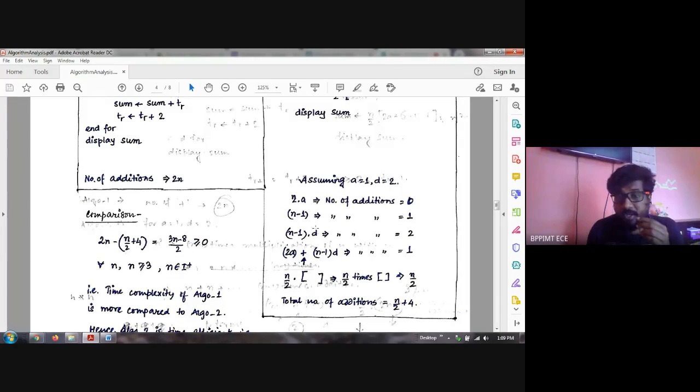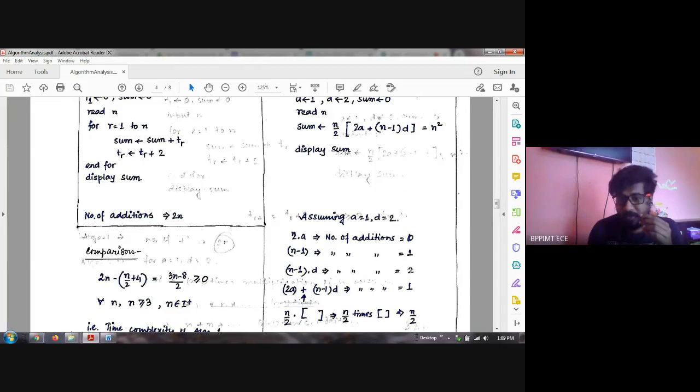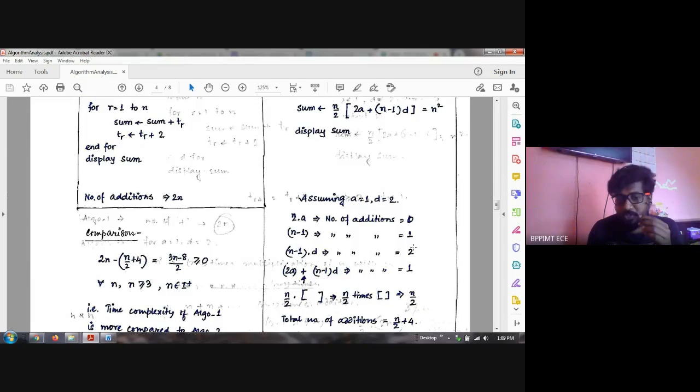Then n minus 1 into d. What is the value of d? That is 2. So n minus 1 into 2 means n minus 1 plus n minus 1. It may be 1, it may be 2, it depends. So the maximum number of additions will be equal to 2. You may argue with me that it should be 1, not 2, but after a while you will understand that this number 1 or 2 will not matter that much in the overall computation.